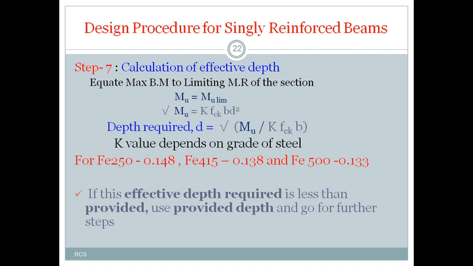Suppose here we have two depths: one is the assumed depth and the other is the required depth. If the calculated required depth is less than what we assumed, that is between one-half and one-third of the overall depth, then we can provide the already assumed depth and go for the next step. If the provided depth is less than the required depth, then we provide the required depth and proceed.